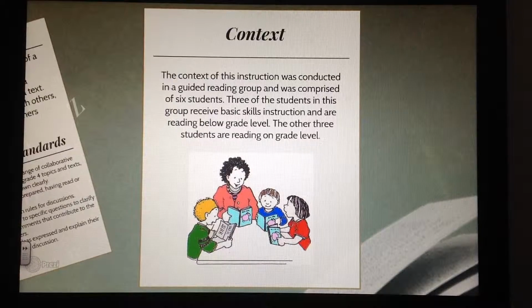This instructional plan was conducted in a guided reading group and was comprised of 6 students. 3 of the students in this group received basic skills instruction and are reading below grade level. The other 3 students are reading on grade level.